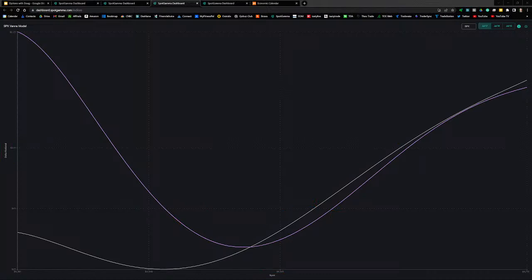All right, let's take a look and see where SPX is trading right now. I've got SPX at 45.21.